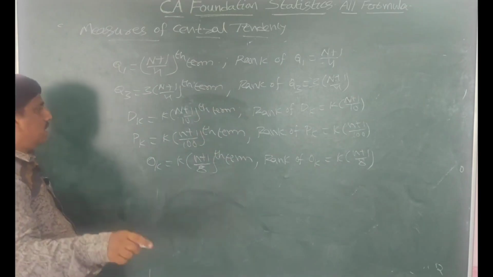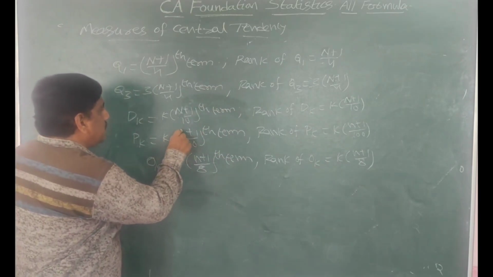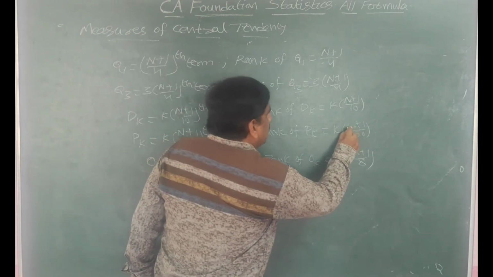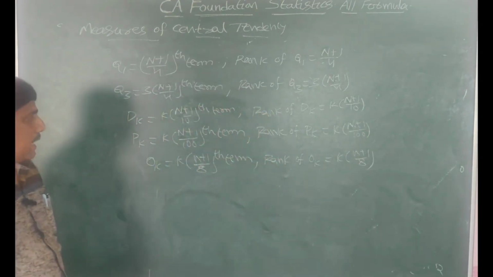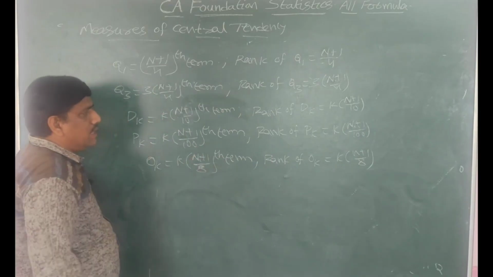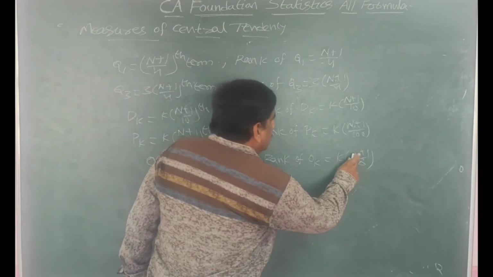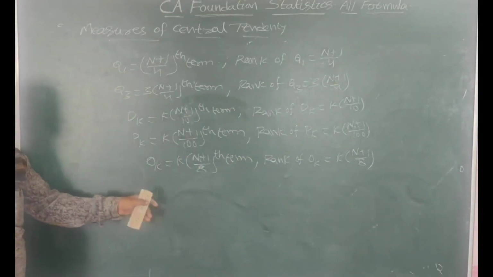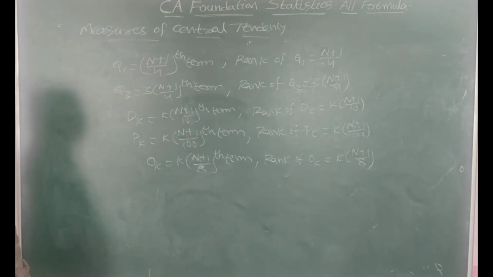If it is the kth percentile in discrete series, k into (N plus 1) by 100th term is the formula, and if it is rank, k into (N plus 1) by 100 is the rank. The kth octile is the k into (N plus 1) by 8th term, and the rank of the kth octile is k into (N plus 1) by 8. Like that, in discrete series, you can compute other positional averages. Coming to continuous series, which is the important one.